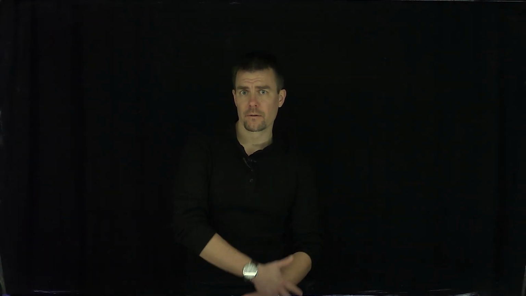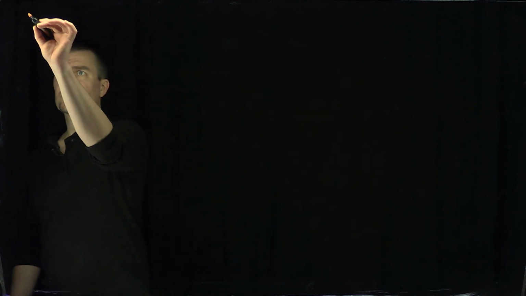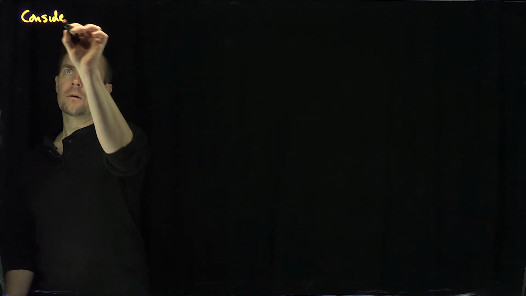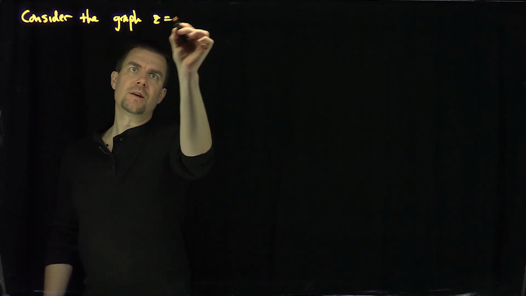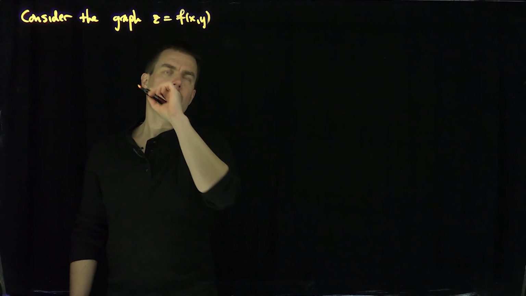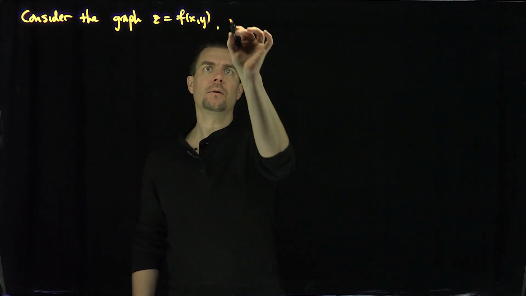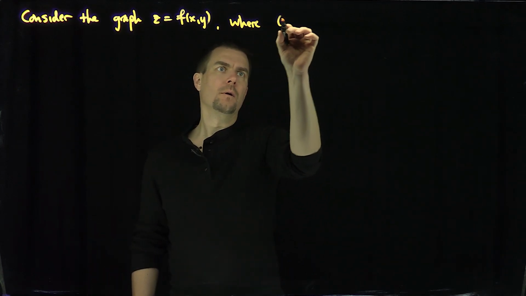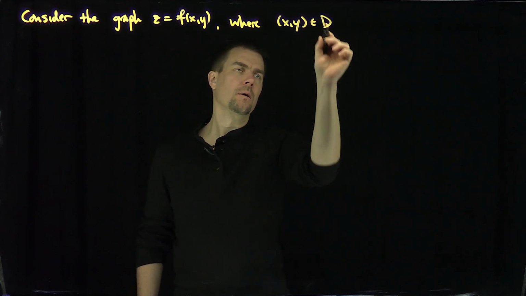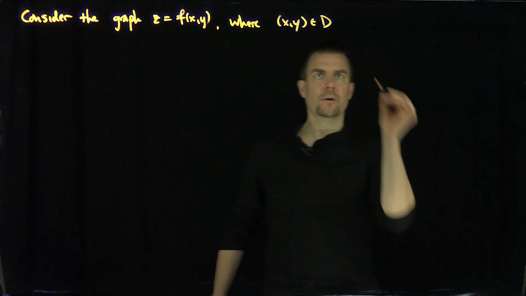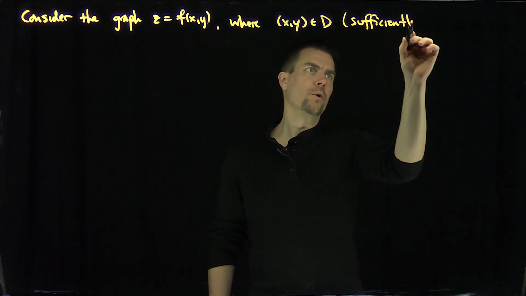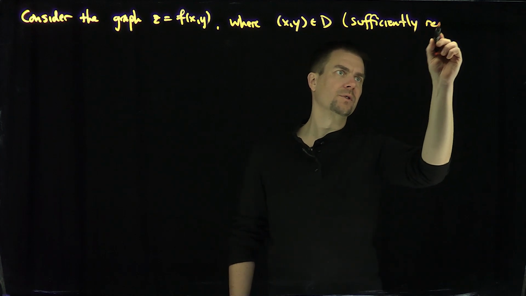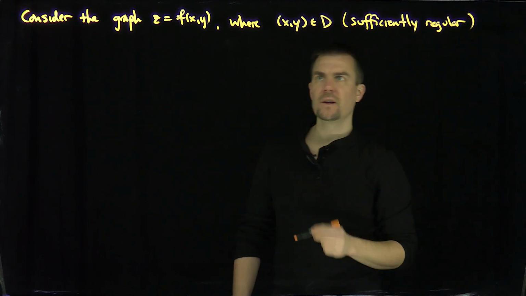Hello students, in this video we'll derive the minimal surface equation for a function of two variables. Let's consider the graph z equals f of x, y, where x and y lie in some domain D, and we'll just say D is sufficiently irregular for me to do calculations. When we go deeper into the PDE theory, we'll put some more stringent requirements on domain D.